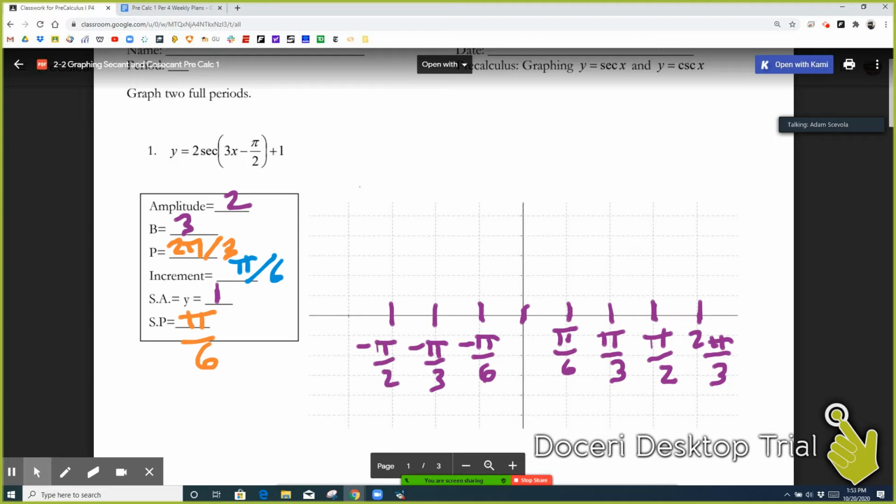And you don't have to plot every single increment, but do at least like 3 of them so the person can tell what the increments are. And you should always have the same distance between your tick marks. You don't want this to vary here.